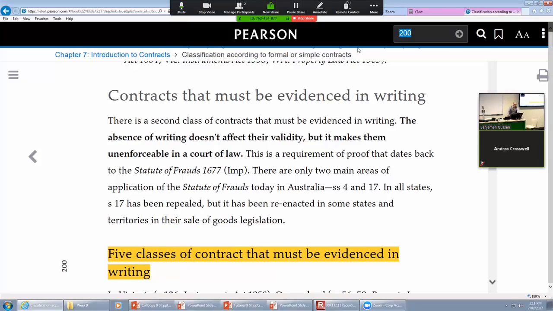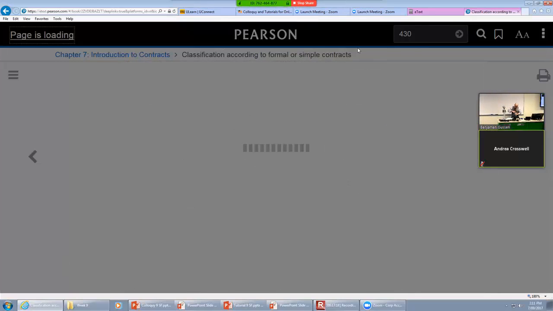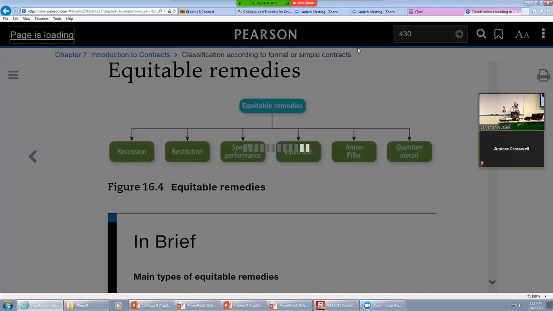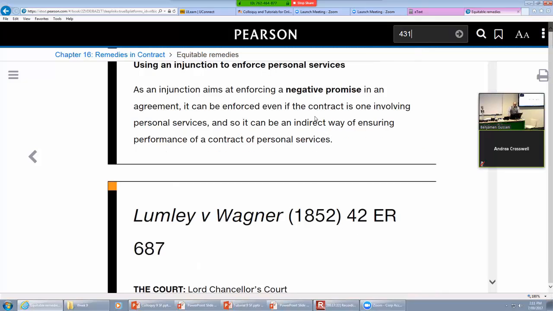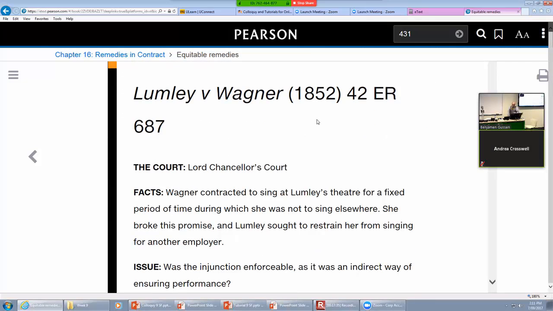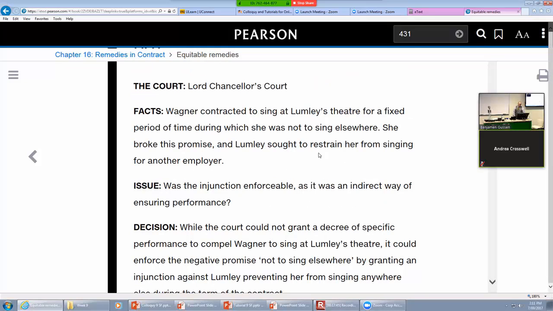Okay, let's continue. Excuse me. Let's continue back from 430. Let's look at Lumley and Wagner, or Wagner. 431. From the UK, 19th century. We've seen it before, if you recall, some of you.